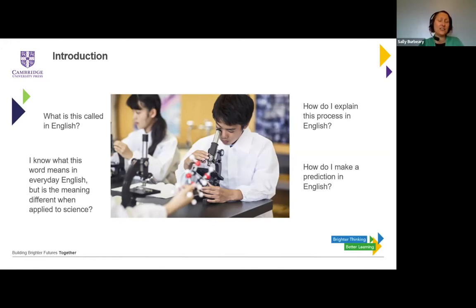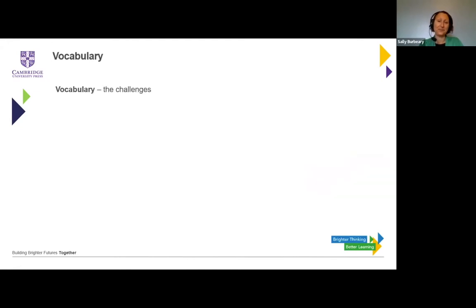So these are just some of the broad areas that we need to think about. To start with, we're going to focus purely on vocabulary, and you will notice that there are lots of crossovers as we go along. So what are the main challenges in terms of vocabulary when we study science? So, as I've suggested, words have very different meanings in everyday language compared to their application in the science classroom.